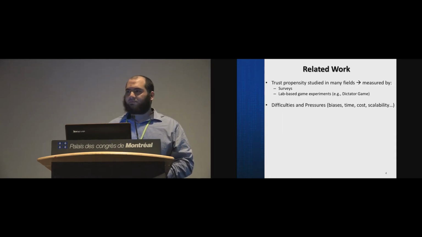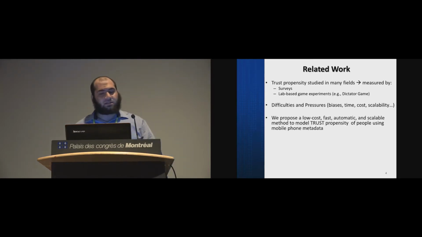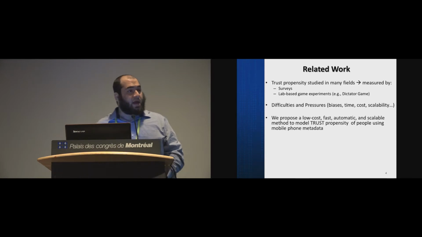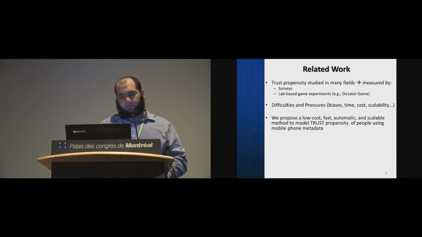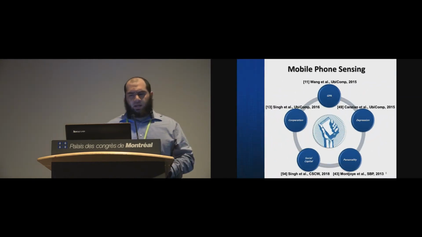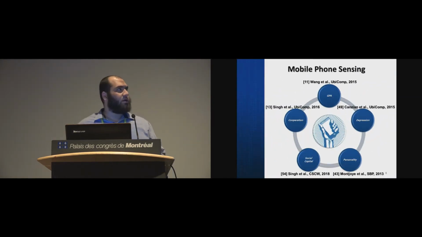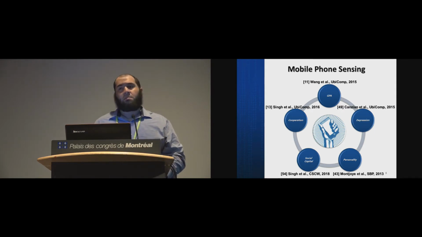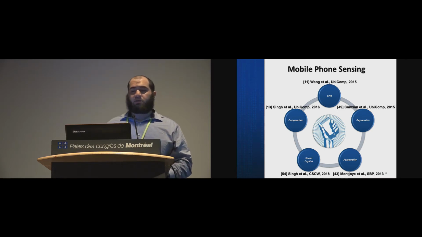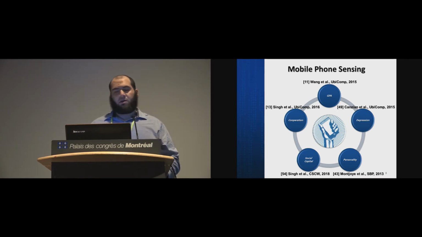So what do we do? Do I stop the presentation and we go home? No, we have a solution that is low cost, fast, automatic, and scalable to understand, model, infer, and predict trust propensity of people using their own mobile phone metadata. We were inspired by many works in the literature that used mobile phone metadata to predict many aspects of our lives, like GPA, cooperation, depression, social capital, and many more.